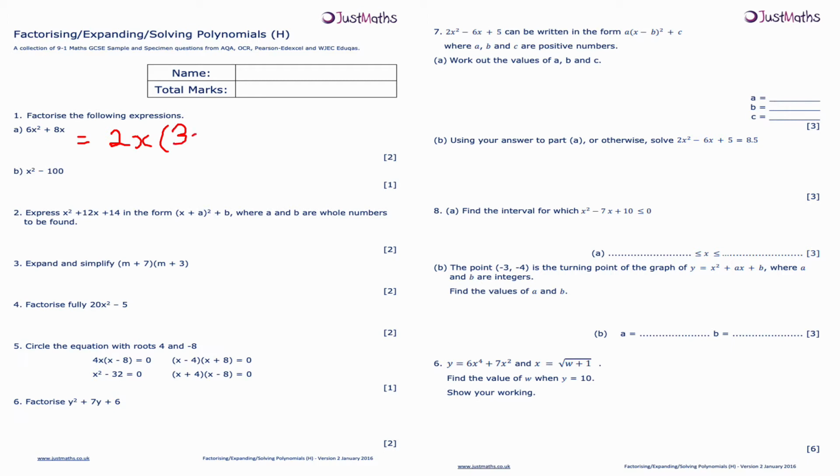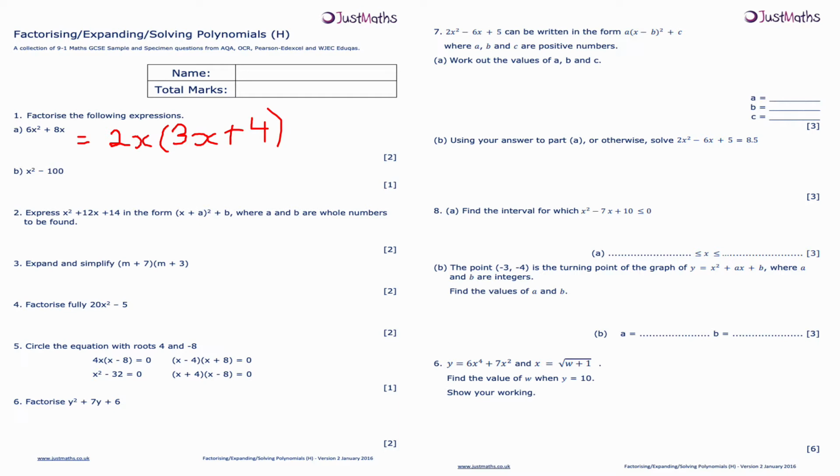3x plus 4, and I can always check my answer by expanding it. 2x times 3x is 6x squared, and 2x times positive 4 is positive 8x. So that is the fully factorized version. The highest common factor of 6 and 8 is 2, and for x squared and x it is just x.